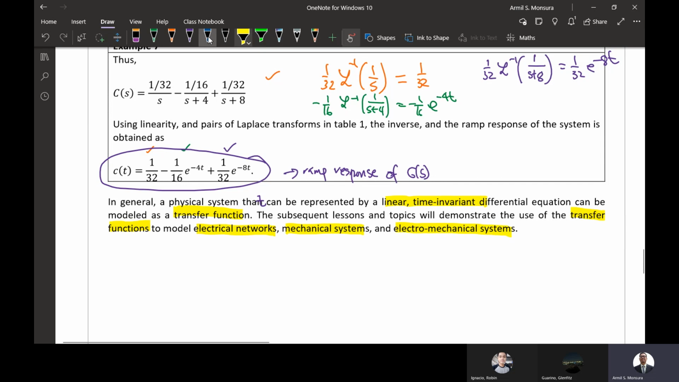Yung electromechanical system na yan, simply that's just a motor, that is used to build systems na gumagalaw. Okay? So, ayun.